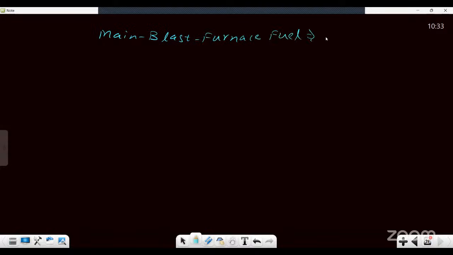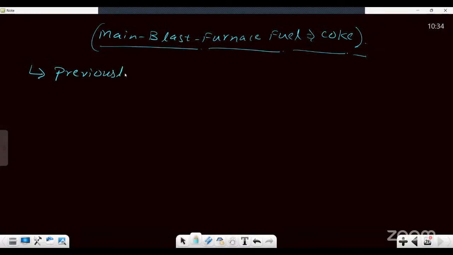Previously, charcoal was used mainly. In the blast furnace fuel, previously charcoal was used. But charcoal could not continue. Why did we need to change the fuel from charcoal? We had to move towards the coke. Why? Charcoal could not continue because why? What are the reasons?